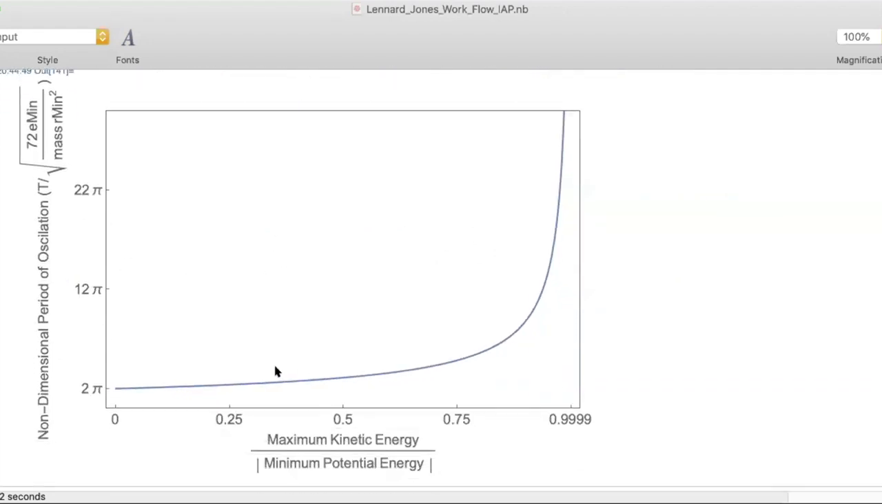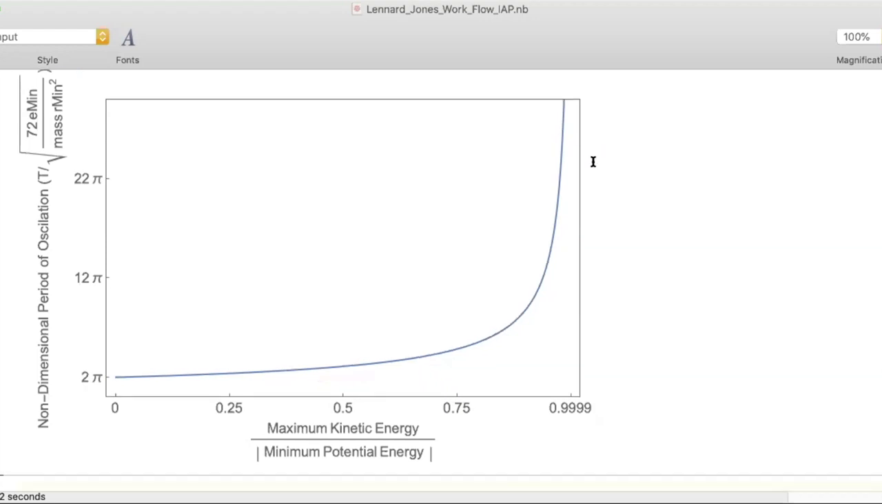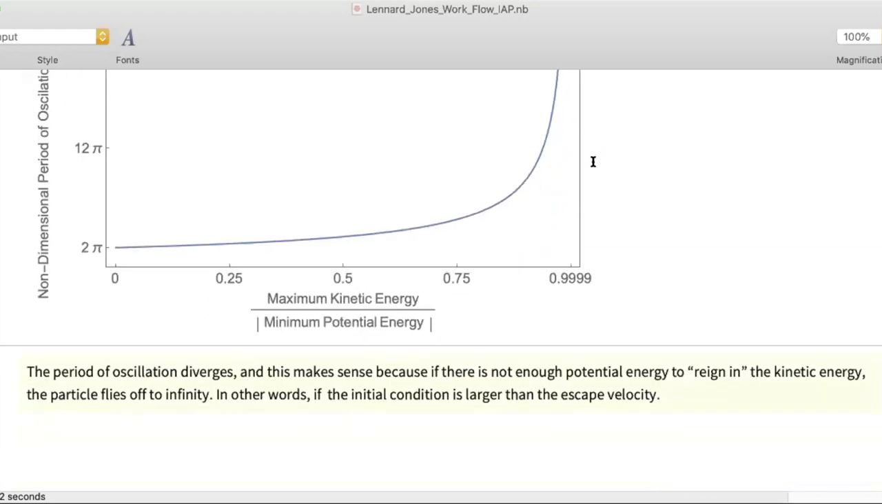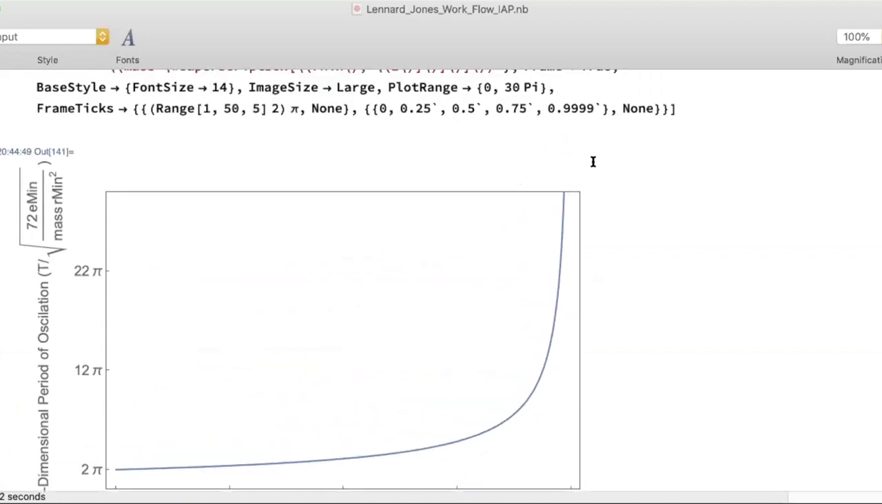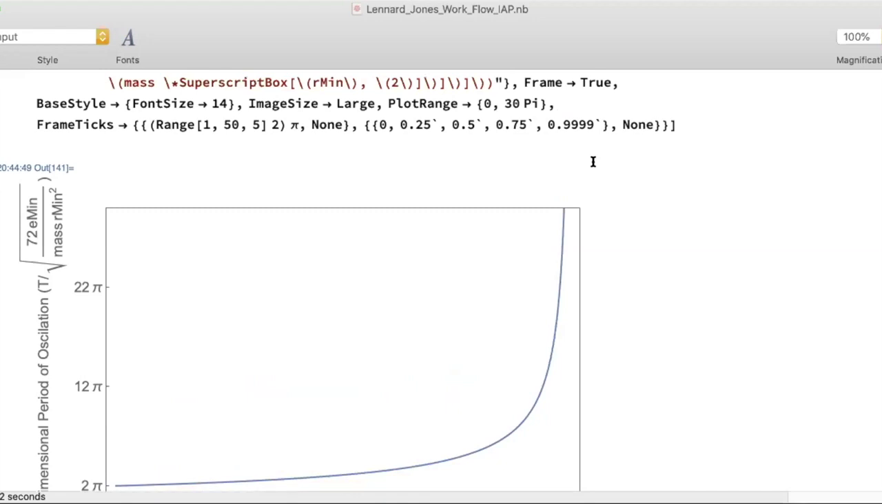Okay, so I now understand this problem. I might want to think about why this thing is diverging at a maximum kinetic energy approaching 1. Well, I remember that I normalized this thing by the minimum potential energy. So of course, if the system can't hold on to that maximum kinetic energy, the system is going to fly apart. And that's what we're seeing from this workflow. Okay, so that's an example of doing a fairly complete version of a nonlinear harmonic oscillator.